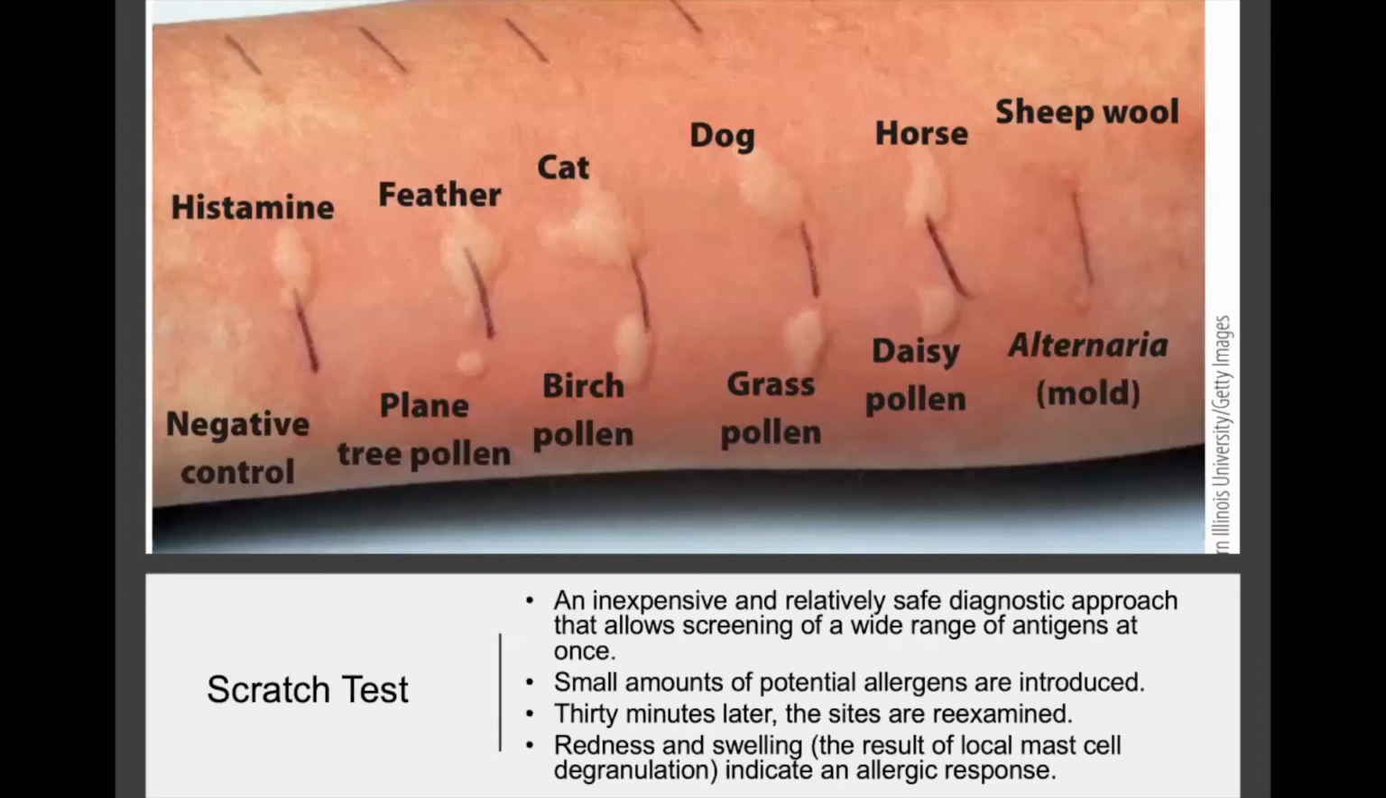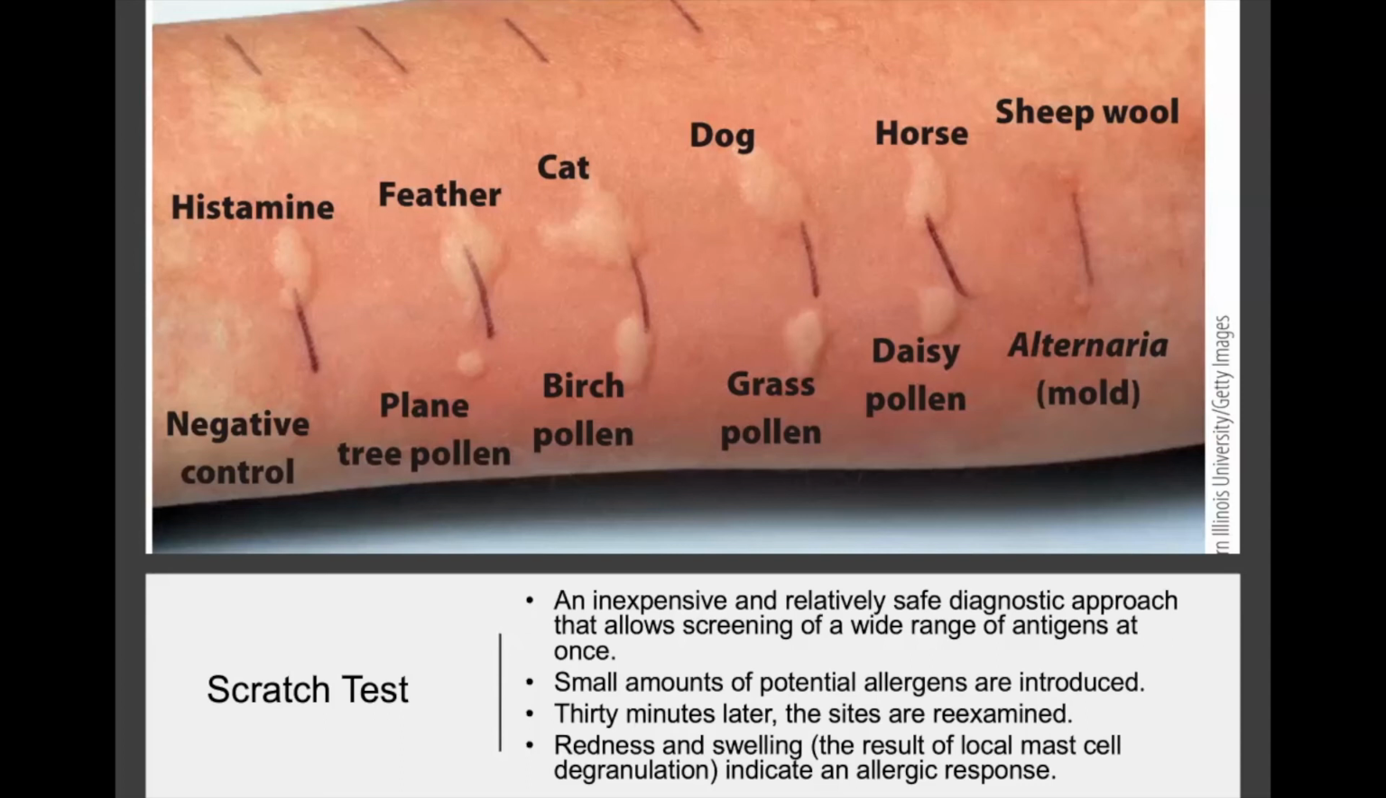So what we're seeing here is someone's arm that has had a scratch test done on it. With the scratch test, a small amount of the allergen is put on the tip of a needle, and the needle is just lightly scratched against the skin. Positive control is histamine, negative control is nothing. Then they put all the allergens onto the needles, and these are all pre-set up. And then that's allowed to develop for about 30 minutes.